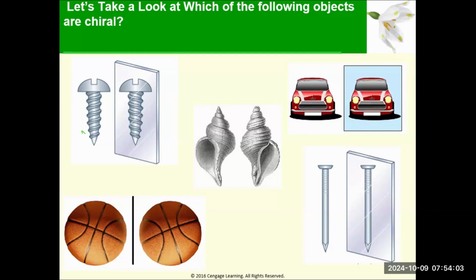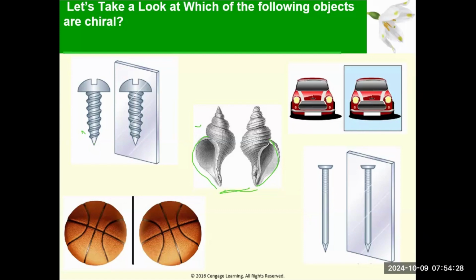Let's now look at the shell. The shells, when they're pointed in the same direction, they have mirror images, but are they superimposable? No, they are not. This side of the shell, when put over this side of the shell, they do not line up. This shell would have to flip on top of the shell for them to line up. Therefore, they are not superimposable.